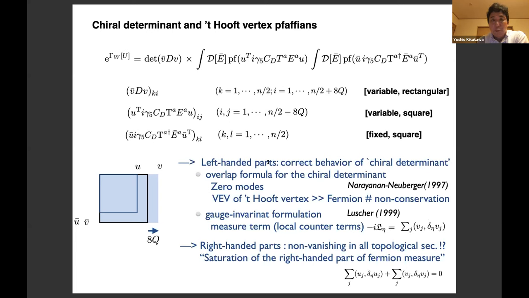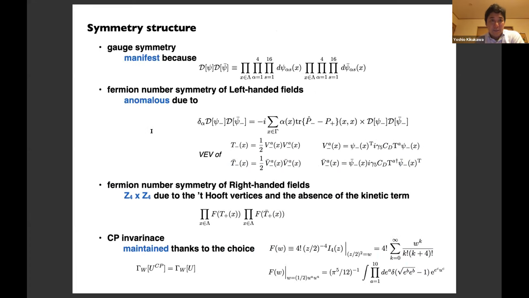So this is my proposal to define the path integral measure of the SO(10) chiral gauge theory with the 16-dimensional representation. The gauge symmetry is manifest because of the Dirac fermion measure. And the fermion number symmetry of the left-handed field is anomalous due to the non-trivial transformation of the fermion measure, or the non-vanishing vacuum expectation value of the 't Hooft vertex. And for the right-handed field, fermion number symmetry is broken to Z4 times Z4. We have two factors of Z4 because we do not introduce the kinetic term of the right-handed field.